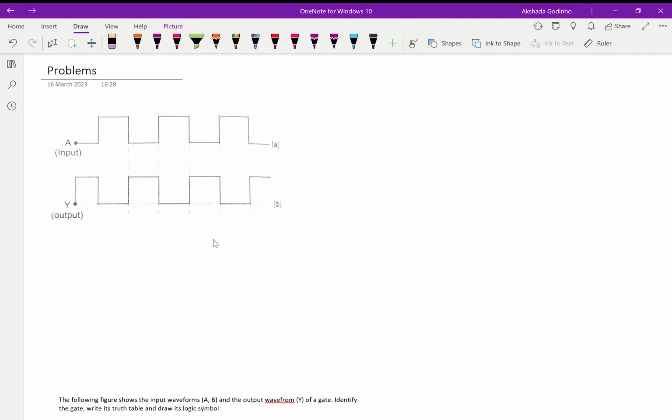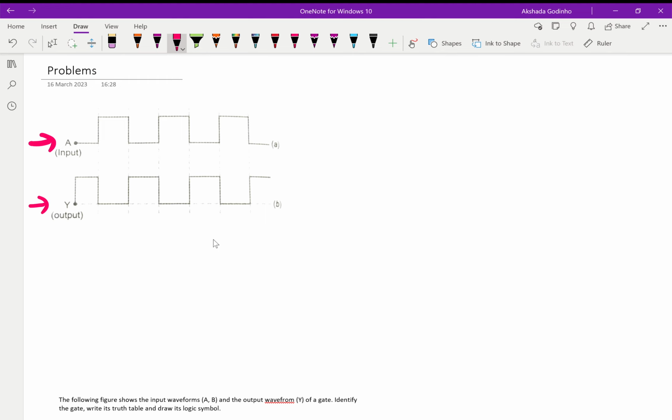These are the common problems that you can see in your question paper. So the first one is very simple. If you have already studied and you know it, it will be very easy. But for those of you who are trying this for the first time, this problem is actually very simple. What you have to look at is the input that they have shown us and the output.